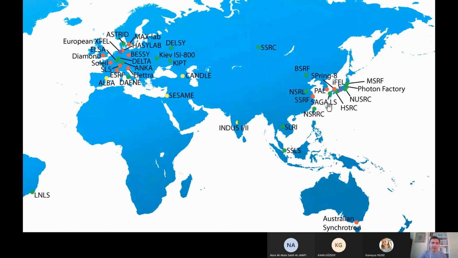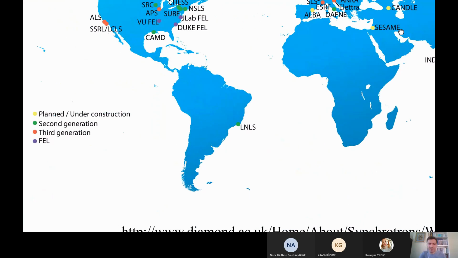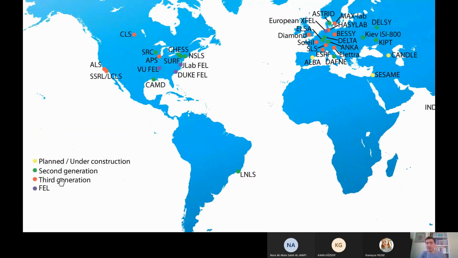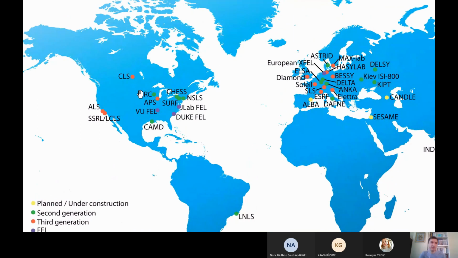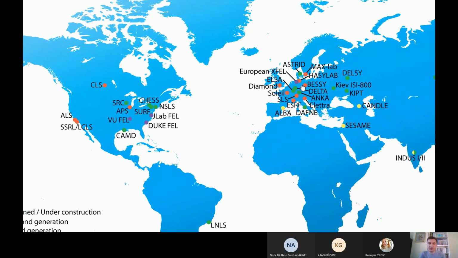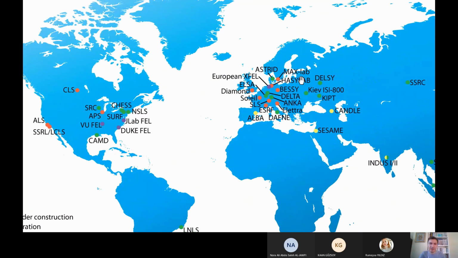Now let me show you the third generation synchrotron light sources. This was the second generation, this is third generation. I will discuss the difference between them. Here, Canadian Light Source, Advanced Light Source, SSRL, APS, the Advanced Photon Source in the United States, and BESSY is now third generation. MAX Lab, as much as I remember in Sweden, and Diamond in England are also third generation.